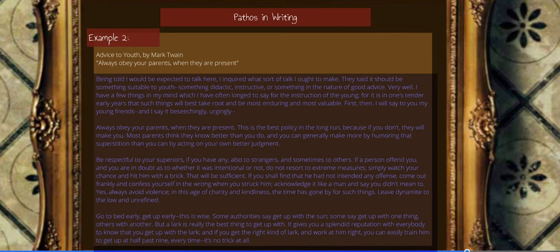First, then, I will say to you, my young friends, and I say it beseechingly, urgingly, always obey your parents when they are present.